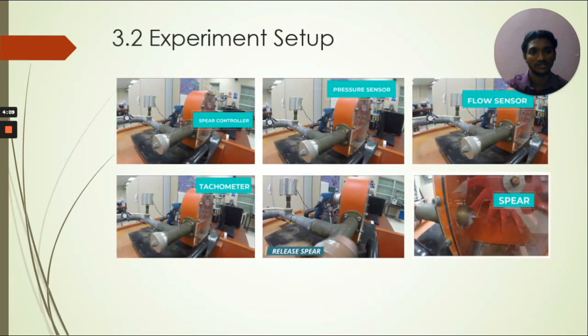This is the experiment setup. Here there is a spear controller, and the second picture shows a pressure sensor. The third picture is the flow sensor, and the fourth picture is the tachometer, which we set up behind the Pelton wheel. Then we release the spear, and we can adjust the spear by releasing the adjustable place for the spear.